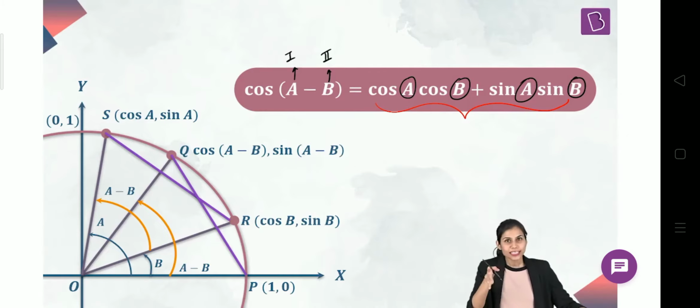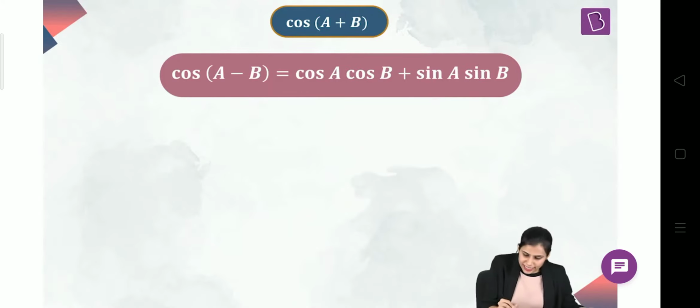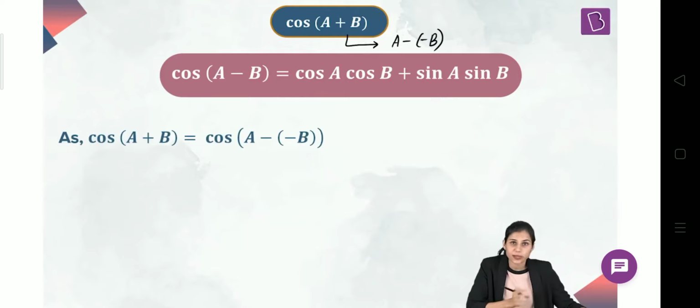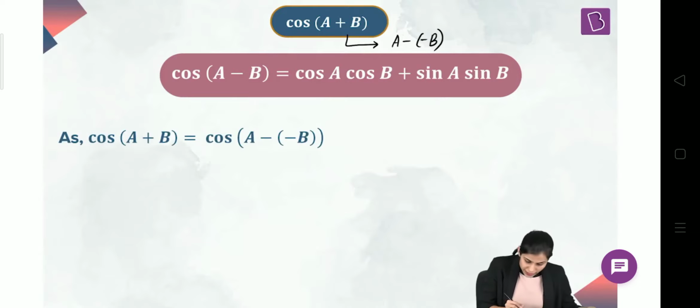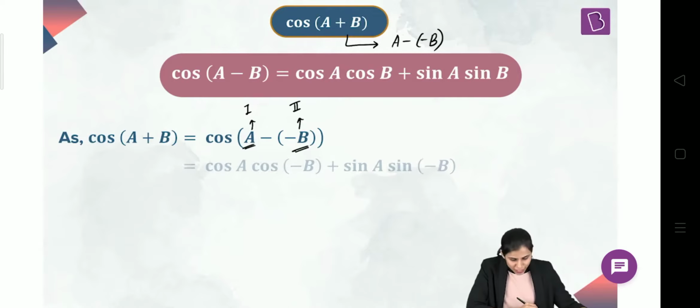Okay? Using this, let's try to compute the cosine ratio of another compound angle, which is A plus B. Right? For that, realize that A plus B can actually be written as A minus minus B. And hence cos of A plus B comes out to be this. Now in here, if I treat this as the first angle and minus B as the second angle, I can apply the formula cos of first minus second, which is cos of first into cos of second plus sine of first into sine of second.